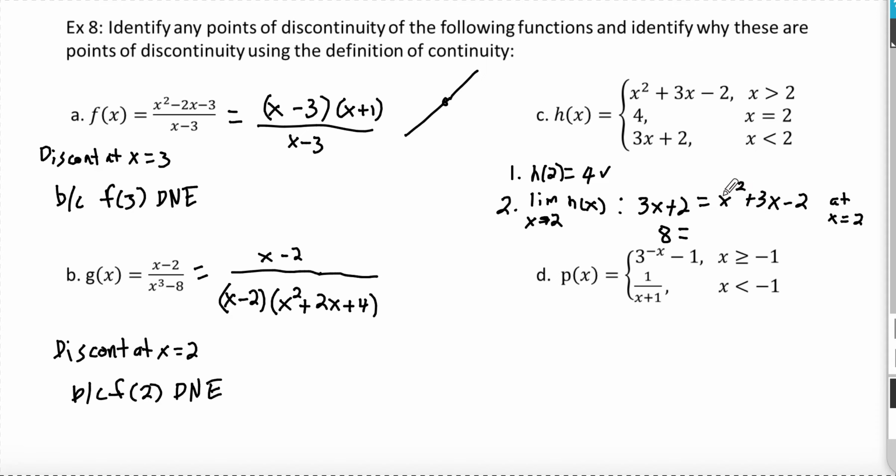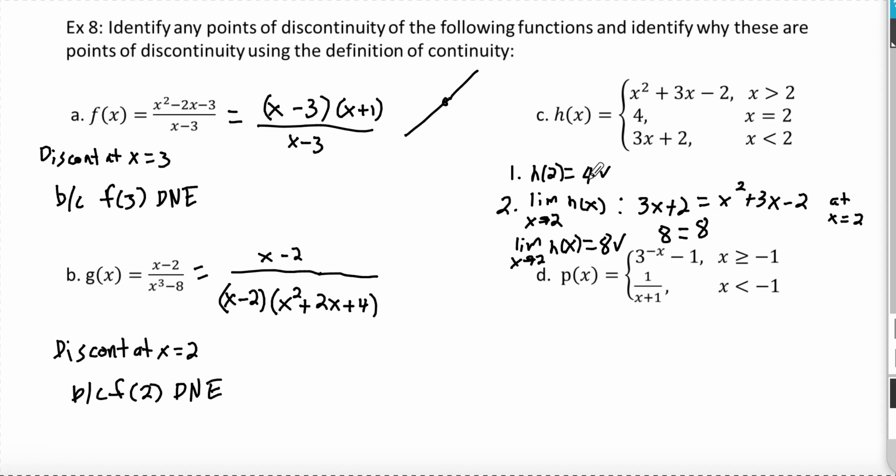Oh, sorry, 8 plus 12, that's weird. And it's not even 8. Back up, Markwalter. 4 plus 6 is 10, minus 2 equals 8. All right, so the limit does exist. We can say that the limit as x approaches 2 of h of x equals 8.